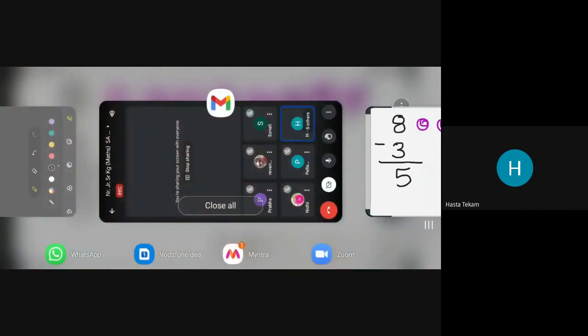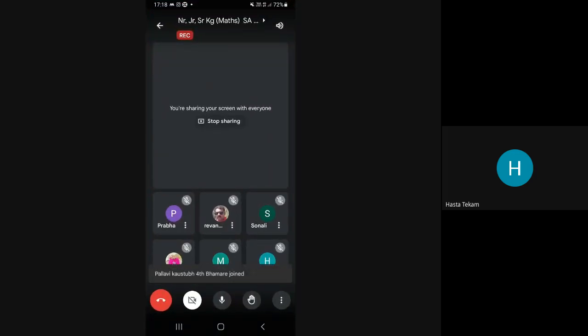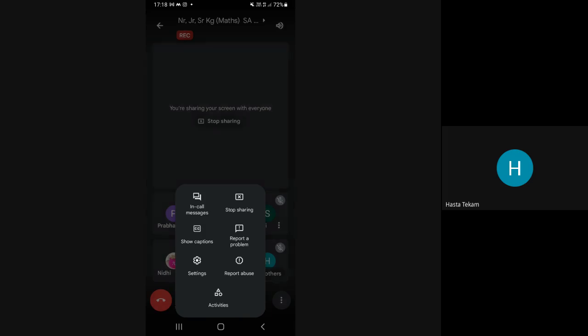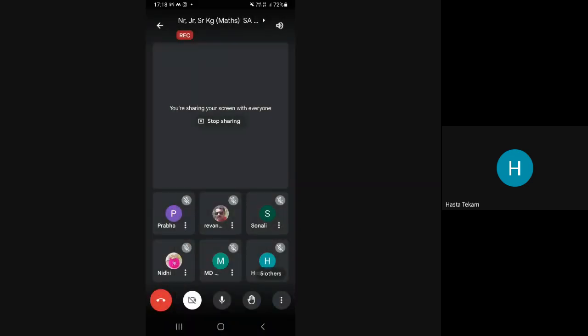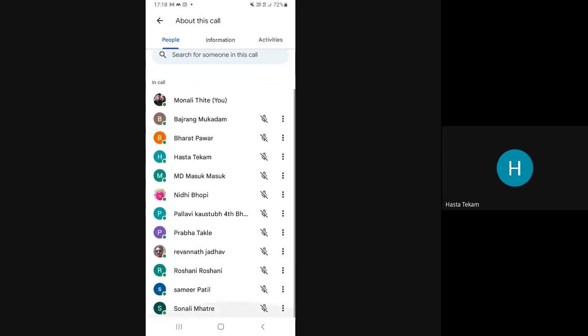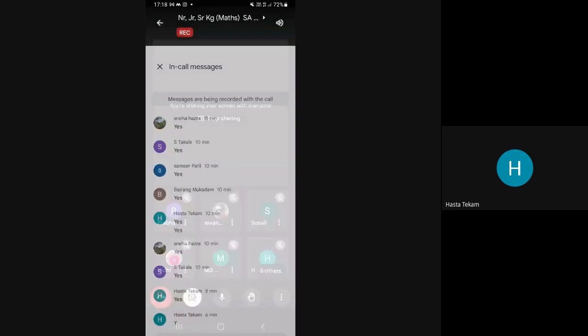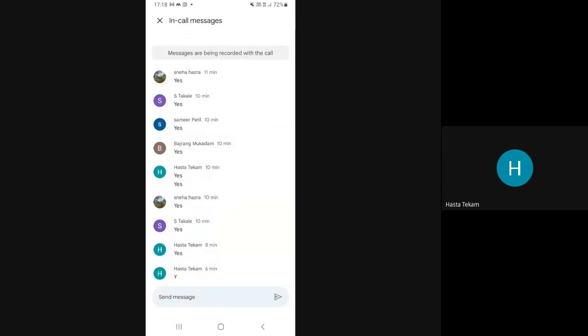Now Aisha has joined back. Aisha. Okay, she's not in the class. Virat is from senior KG, right? Yes, teacher. So, Virat, I'm going to share one more worksheet with you. You have to solve it right now. You have to take a screenshot of that sheet and solve it.